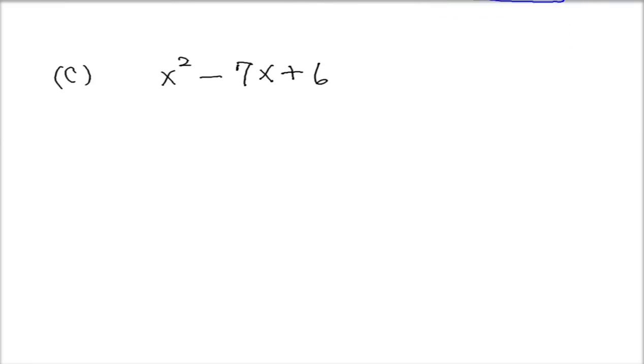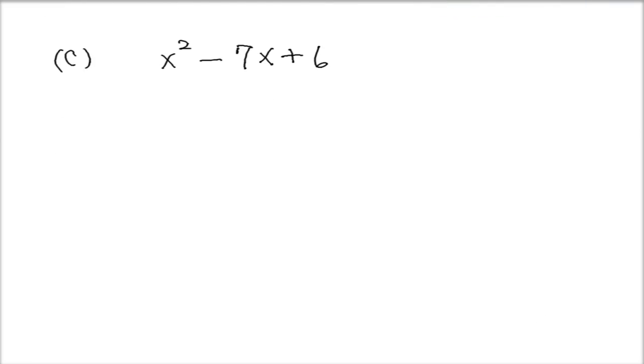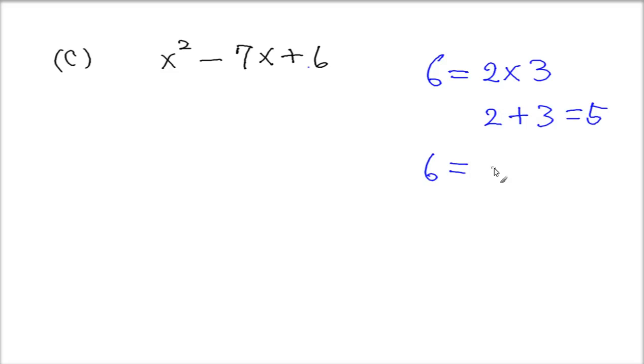Okay, let's look at the third example. Okay, 6, we have the constant term 6. So let's factor this out. 6 is, well, 2 times 3, right? 2 times 3 equals 6. But you see 2 plus 3 is 5. It's not negative 7. So this is wrong choice of numbers. So let's try it out again. 6 is also, see, 1 times 6. And 1 plus 6 is 7. It's closer, right? But the sign is different. We wanted negative 7, but we have positive 7 here.